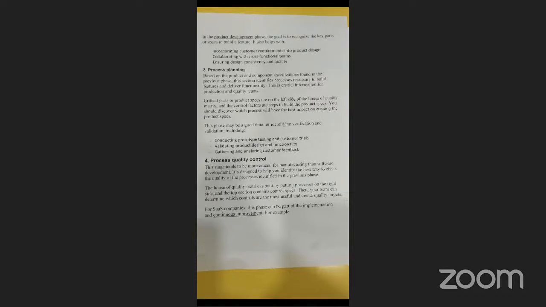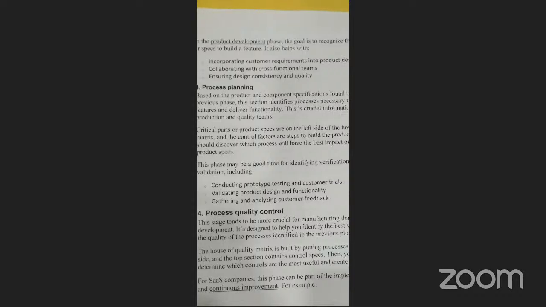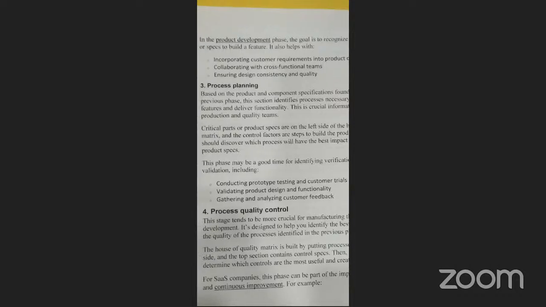Third phase is process planning. This is very, very important. In process planning, on the base of the product and the component specification found in the previous phase, this section identifies process necessary to build features and deliver the functionality. So this is a crucial information for product and quality teams.